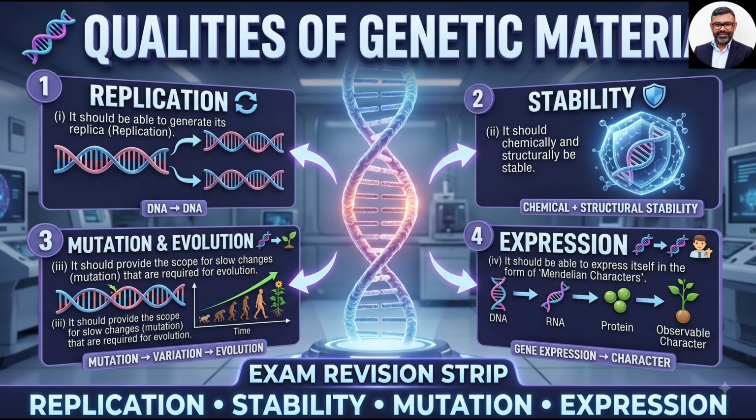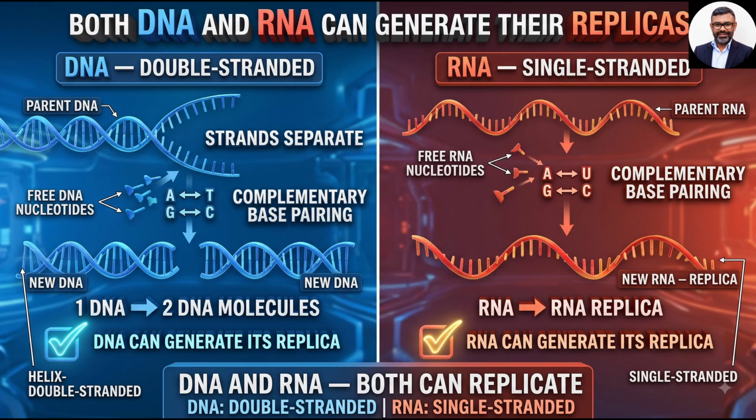A molecule that can act as a genetic material must fulfill the following criteria. 1. It should be able to generate its replication. 2. It should chemically and structurally be stable. 3. It should provide the scope for slow changes, mutation, that are required for evolution. 4. It should be able to express itself in the form of Mendelian characters. On the basis of these features, we will evaluate DNA and RNA and find out which is the better candidate to qualify as genetic material. Can DNA and RNA both make their own copies?